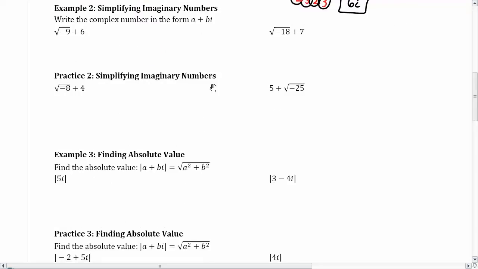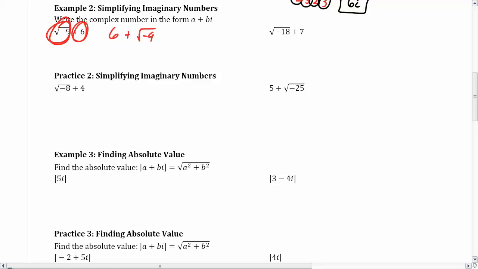Simplifying imaginary numbers. The key for this, 2 parts. 1, simplify the square roots. Secondly, make sure your real comes first and your imaginary comes second. So let's go ahead and rewrite it. This 6 by itself is the real. 6 plus. Square root of negative 9 is the part with the imaginary.